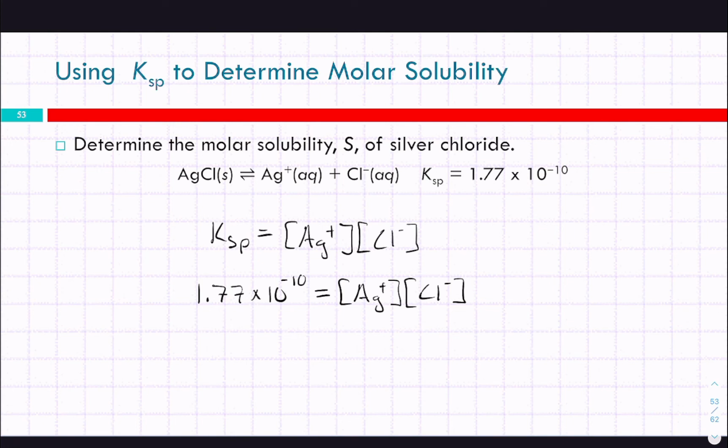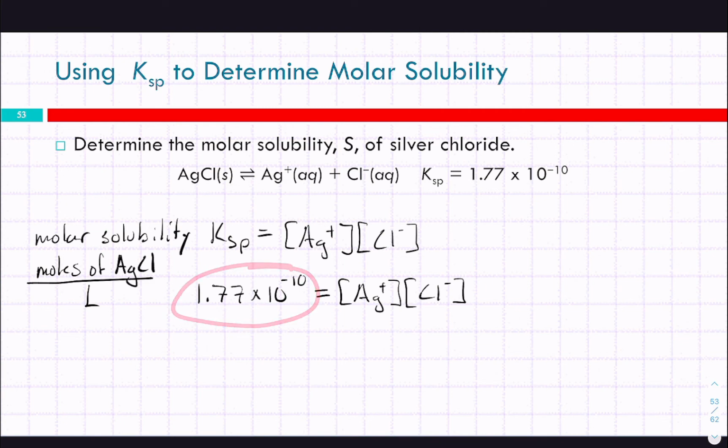And then what S tells us, what molar solubility tells us, is the moles of AgCl, in this case, per liter of water that will dissolve. So it's not going to be KSP, because KSP is really telling us the ratio of the ions that are formed to, well, in this case it's a solid, but we don't include solids in this.